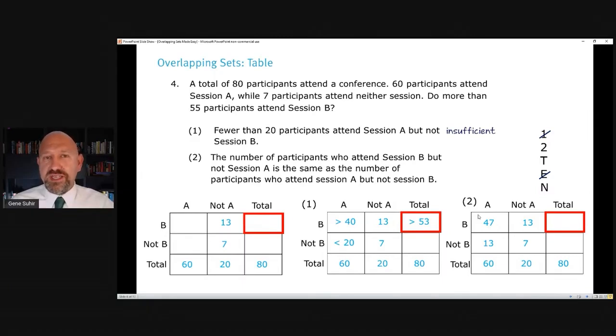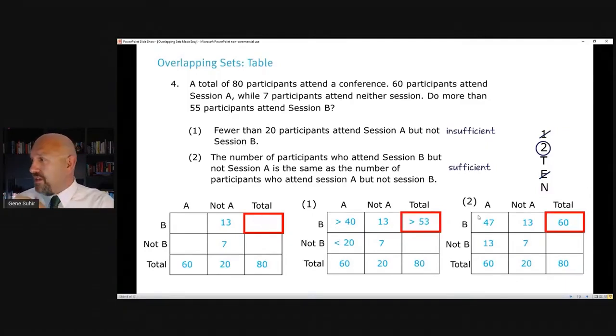What plus 13 is 60? 47. Now we can add the row along the top. 47 plus what is 13? 60. Do more than 55 participants attend session B? You betcha. Statement number 2 now gives us a definite yes to their question. And statement number 2 then is sufficient. No need to combine statements since statement number 2 had already met our minimum standard for sufficiency.